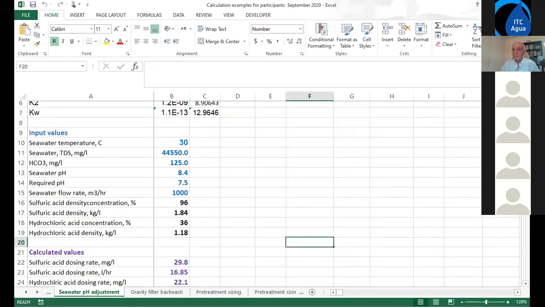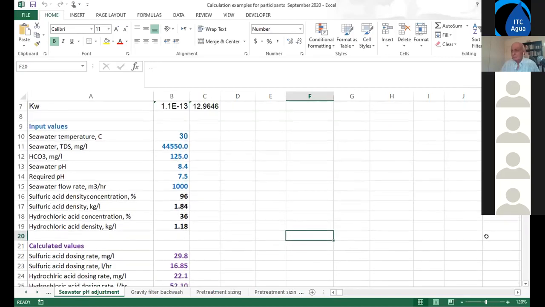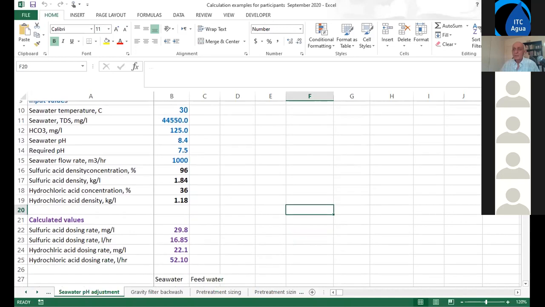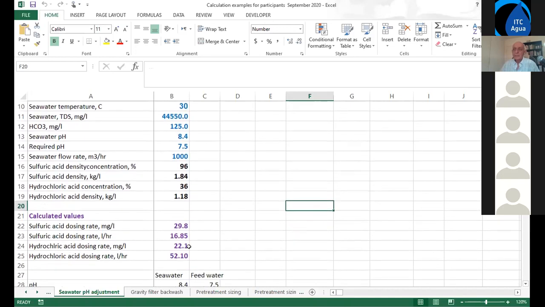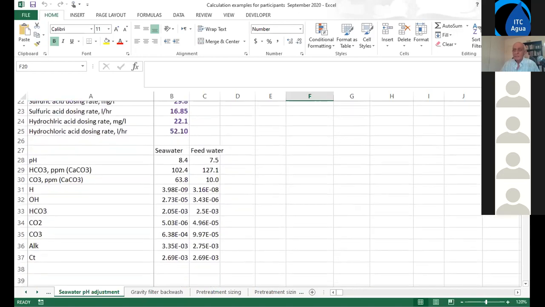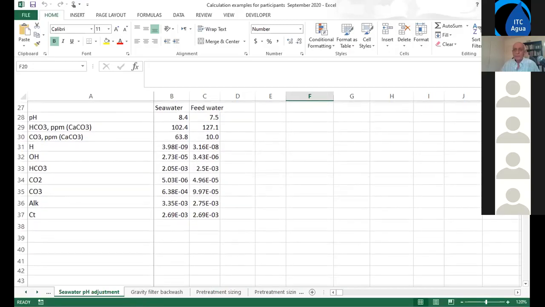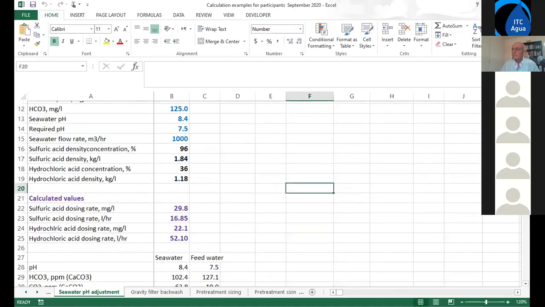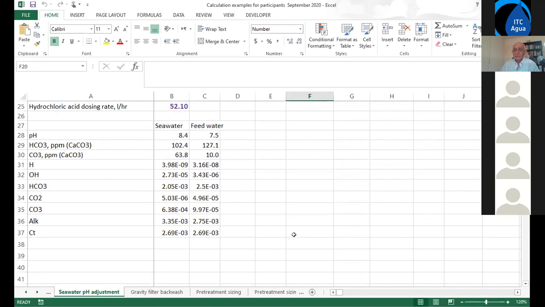Okay, so someone asked me about the acid dosing for pH adjustment in seawater. This is, by the way, the quantity of acid which I was using in the calculation of one of the pretreatment exercises. So this is seawater, this is feed water, and as we're changing pH, what changes is the alkalinity. All the equations, which are not here but were done previously, are based on the changes of alkalinity.